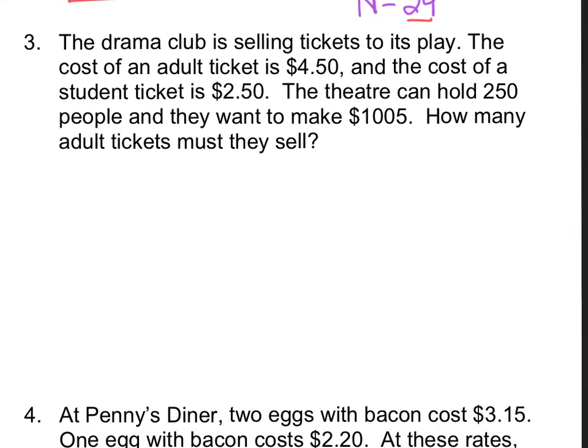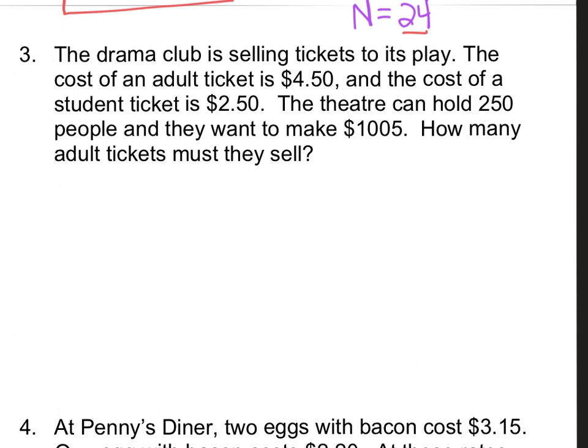Okay, so let's move on to number 3. The drama club is selling tickets to its play. The cost of an adult ticket is $4.50. The cost of a student ticket is $2.50. The theater can hold 250 people and they want to make $1,005. How many adult tickets must they sell? So what I'm dealing with here is tickets, adult and student tickets. So my A is going to be the number of adult tickets, and S is going to be the number of student tickets.